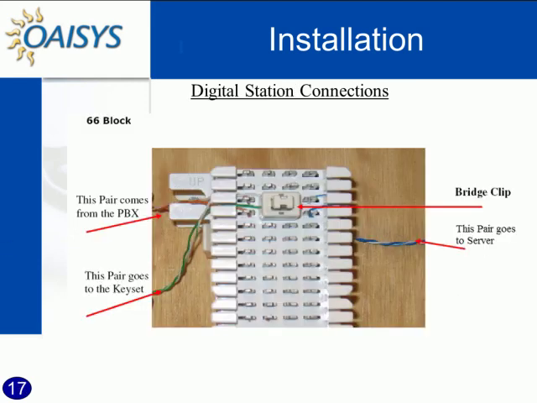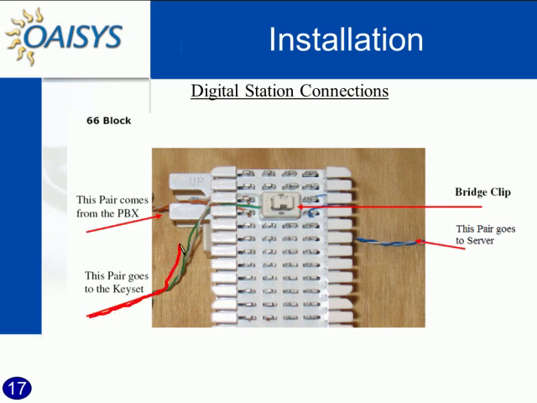The other installation models that we have, if we're doing digital stations, are going to require some physical connectivity. So now we're going to punch down to a 66 block or a 110 block. We're going to actually do some connecting, some wiring of those pairs. So if we're doing a digital station tap, here's what this would look like.